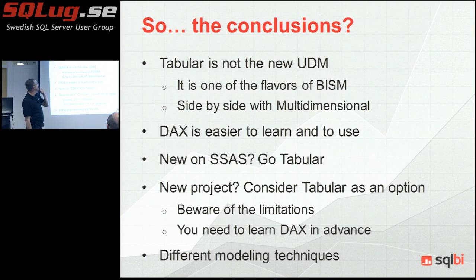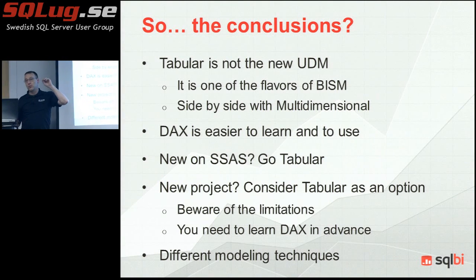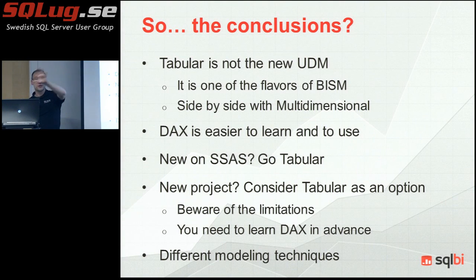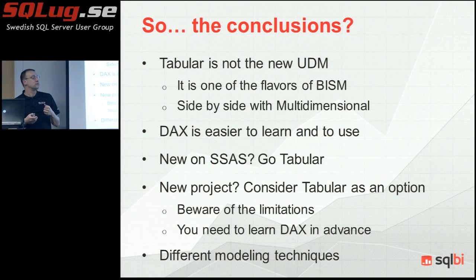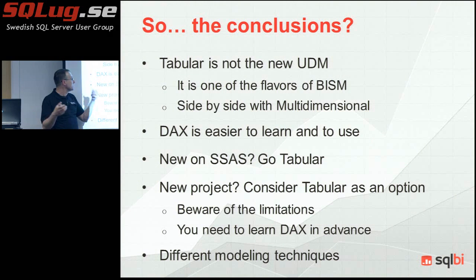So, to come to some conclusion, Tabular is not really the new UDM. In UDM, they used one technology, and that technology was going to be used for all the solutions and all the problems. Now we have at least two technologies, one of which is in different flavors: Power Pivot for Excel, Power Pivot for SharePoint, and Analysis Services Tabular. So it's slightly different. Now they have opened a lot of capabilities, a lot of possibilities.